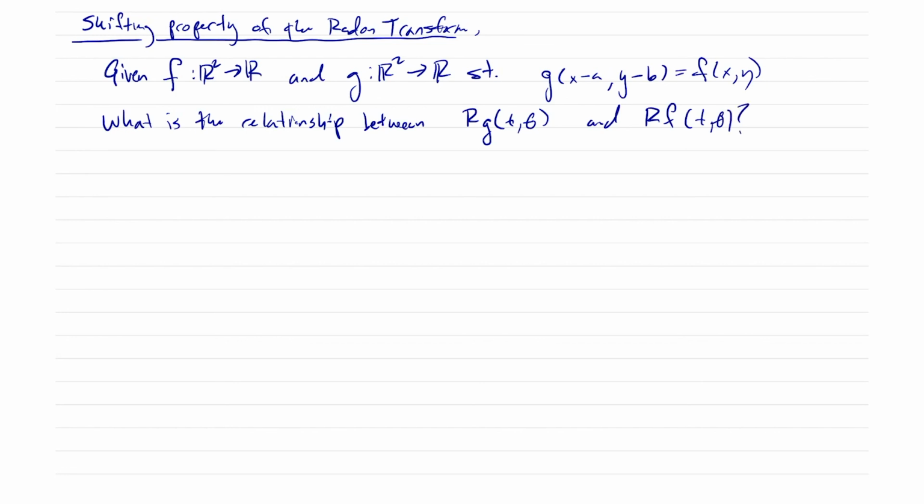Okay, so here's a general idea. We have some point here, say x comma y, and we're shifting it to this point, say x plus a, y plus b. So this is what we're shifting everything to.